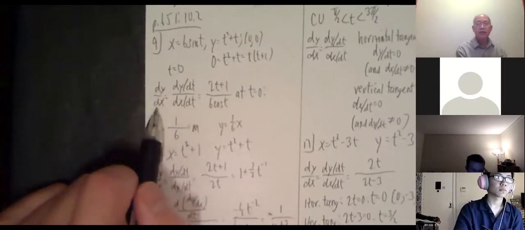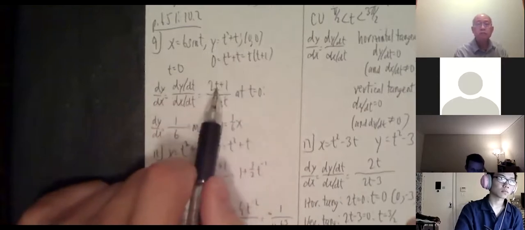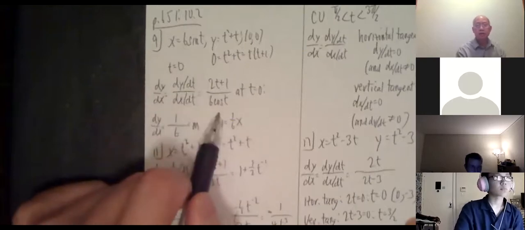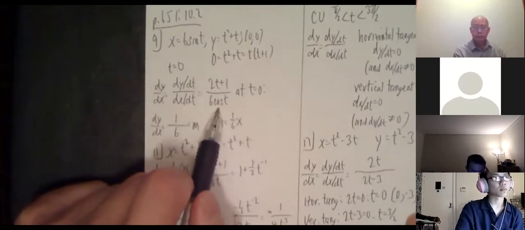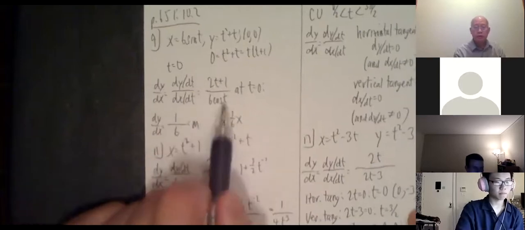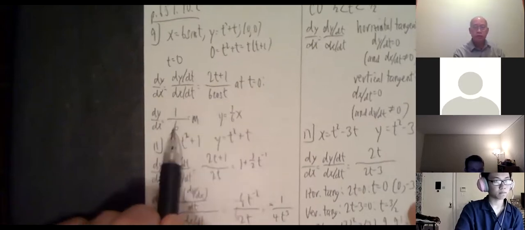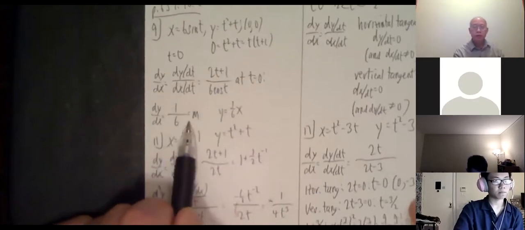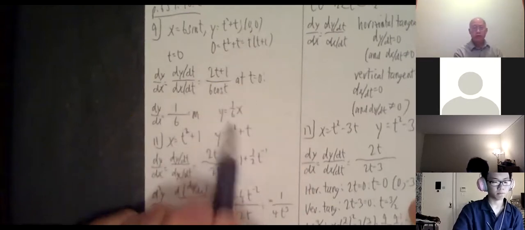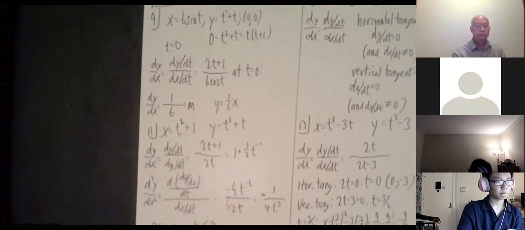All right, so dy/dx is dy/dt, 2t plus 1, divided by dx/dt, 6 cosine t. Now I plug in 0. So the top is 1. The bottom is 6 cosine of 0. Cosine of 0 is 1. So 1/6. Slope is 1/6. It goes through the origin, so it's just y equals 1/6 x.